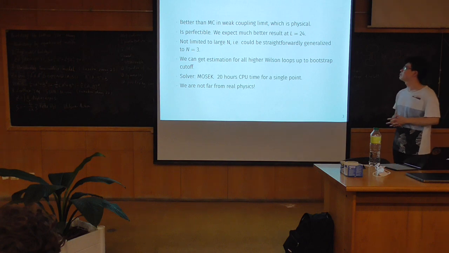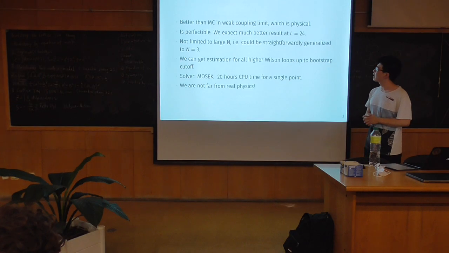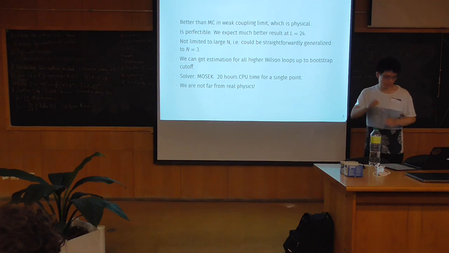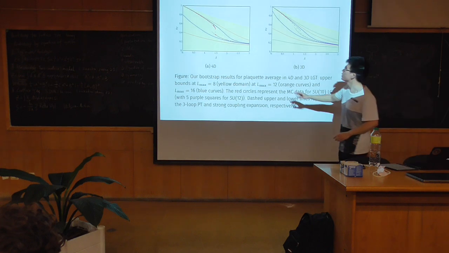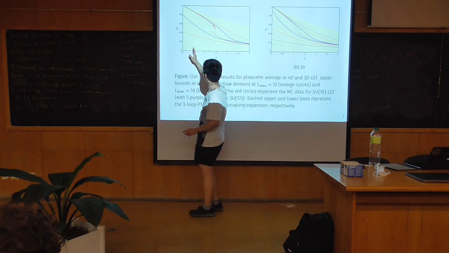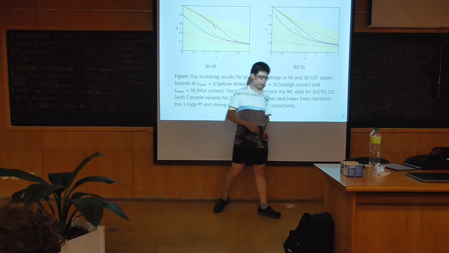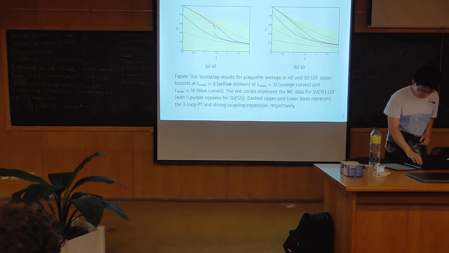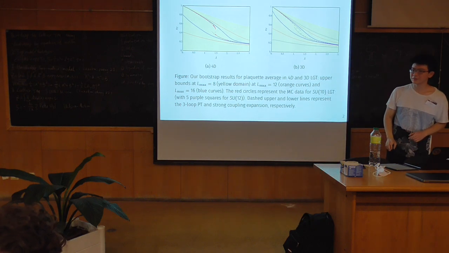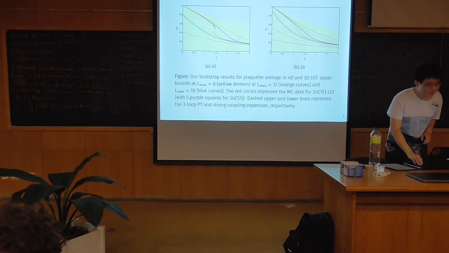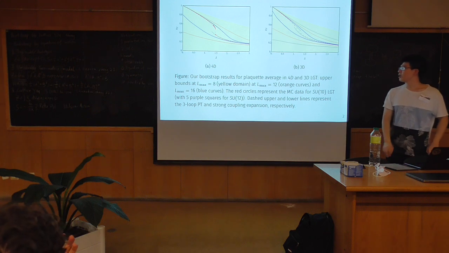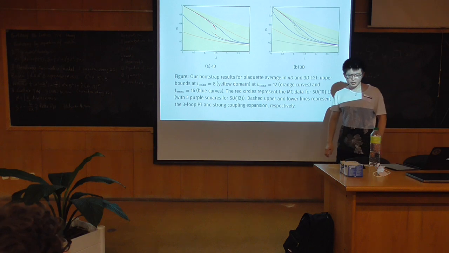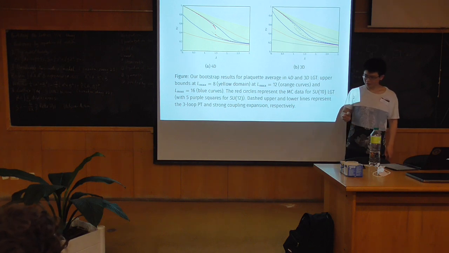Okay, some remarks. Here we are actually better than Monte Carlo at very weak coupling. On the very weak side, like lambda smaller than 0.5, this is actually better than Monte Carlo. But close to the phase transition, it is not. Why is the lower bound so weak? This is very conventional.